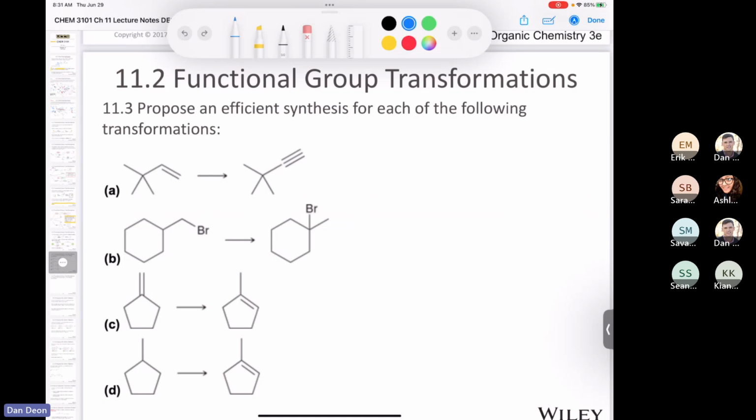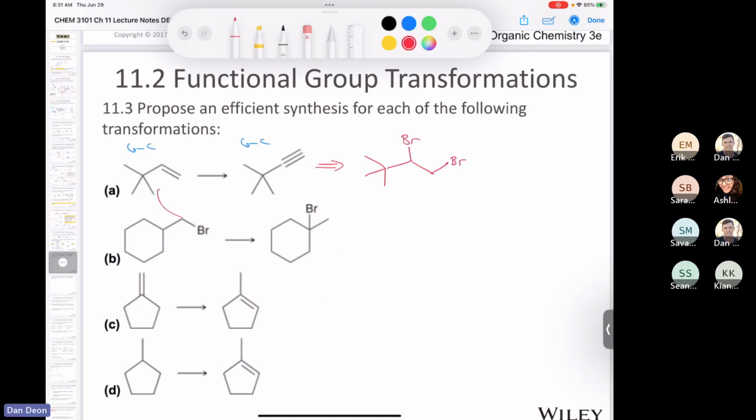Now, if we have no change to the carbon skeleton in the first problem, we're starting with 1, 2, 3, 4, 5, 6 carbons, and then the final product has 6 carbons. So if there's no change in the carbon skeleton, the only possible way you know how to make this alkyne would be from the vicinal dibromide, right?